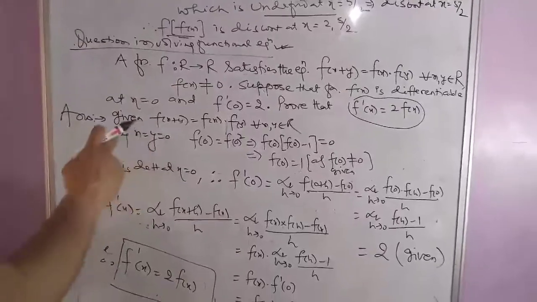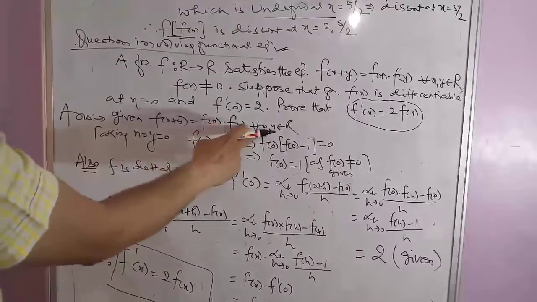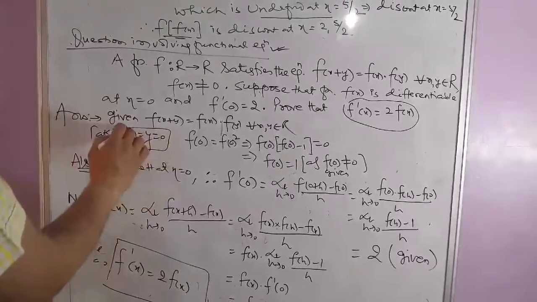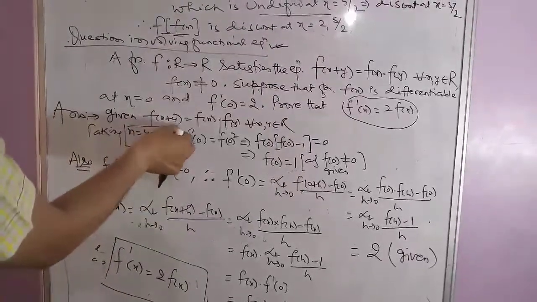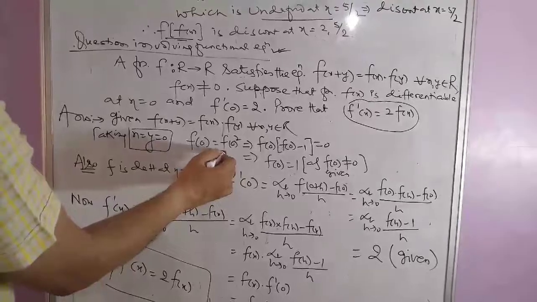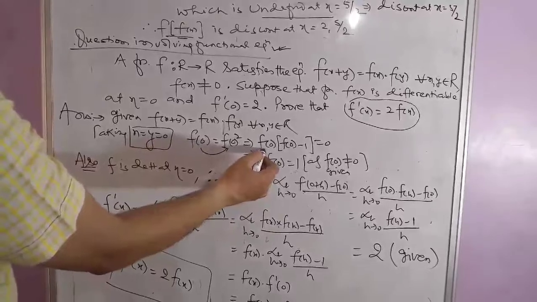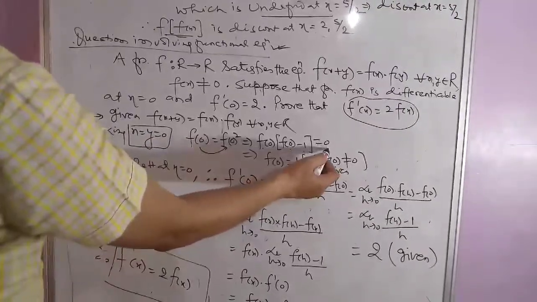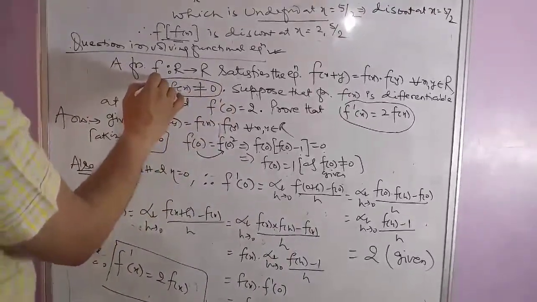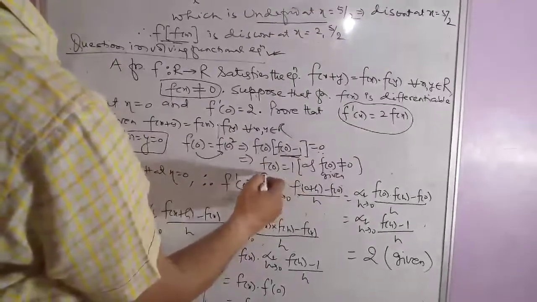At first, take the functional equation f(x plus y) equals f(x) into f(y) for all x, y belonging to R. Taking x equal to y equal to 0, the LHS becomes f(0 plus 0) which is f(0), and the RHS becomes f(0) into f(0). Transposing this to the RHS and taking out f(0) common, f(0) into (f(0) minus 1) equals 0. We are given f(x) not equal to 0 for any x, so f(0) is not equal to 0. So the factor f(0) minus 1 equals 0, and this gives f(0) equal to 1.